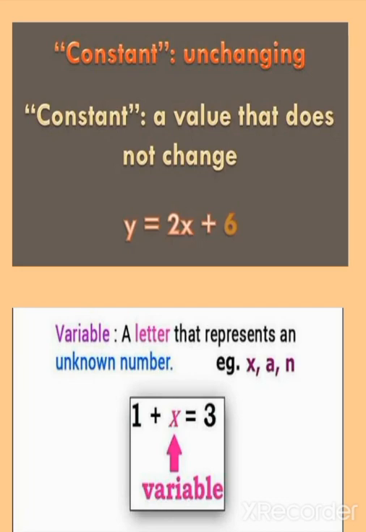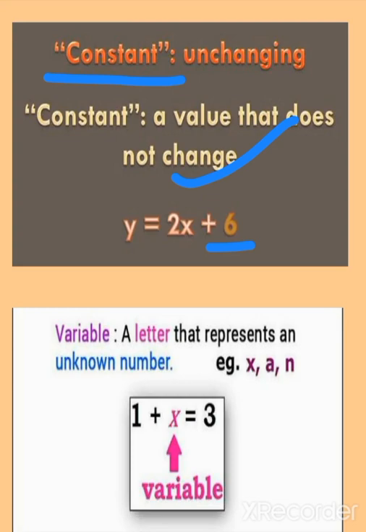So now we must be aware of these common terms for dealing with algebra. First one is constant. What are constants? As the name suggests, constant means unchanging. That means a value that doesn't change. For example, 6 will always be 6. 4 will always be 4. All the numbers are constant. You can see 2, 4, 6. All these numbers are constant.